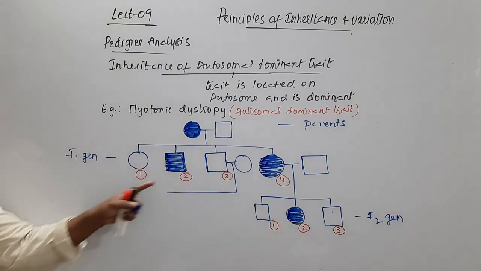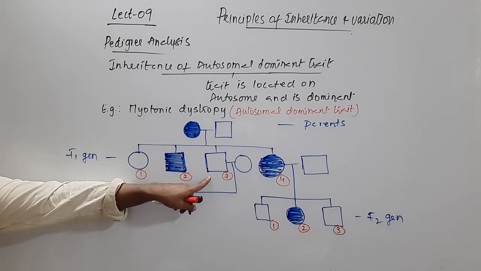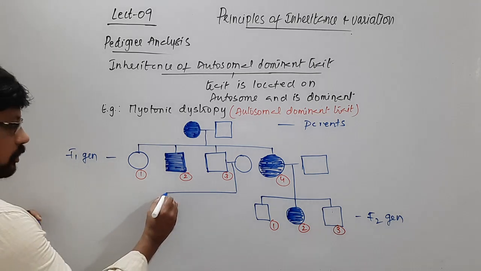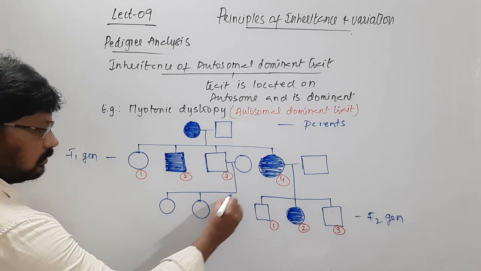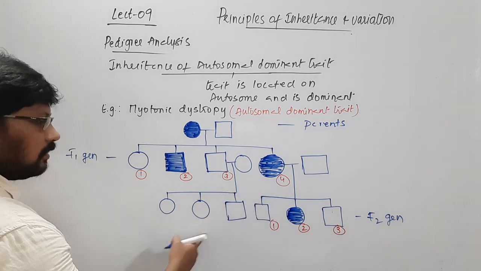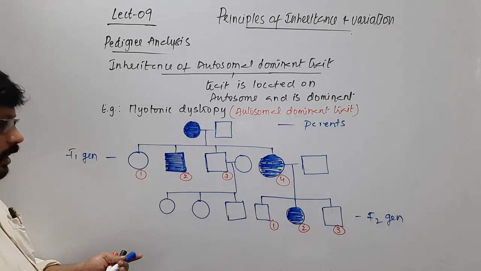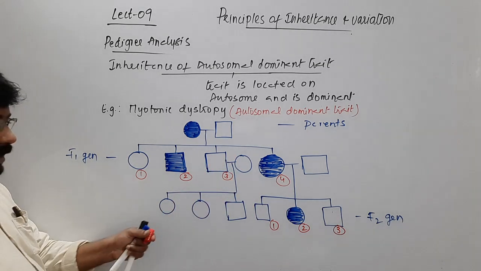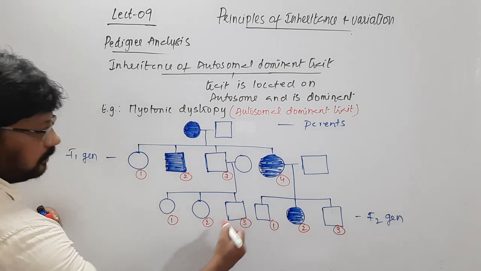Coming back to this, the normal male married a normal woman, and they have three children. The first one is a daughter, the second is also a daughter, and the third is a son. In this case all three are normal, because none of their parents have this trait. This is the order 1, 2 and 3.